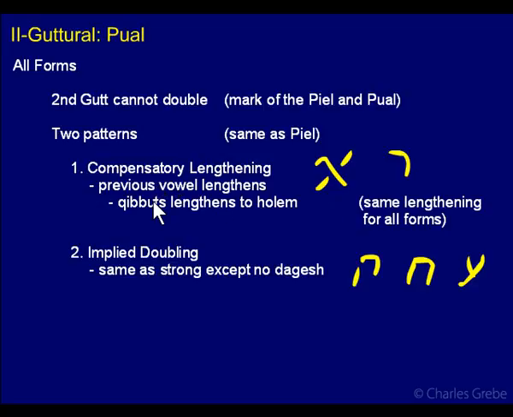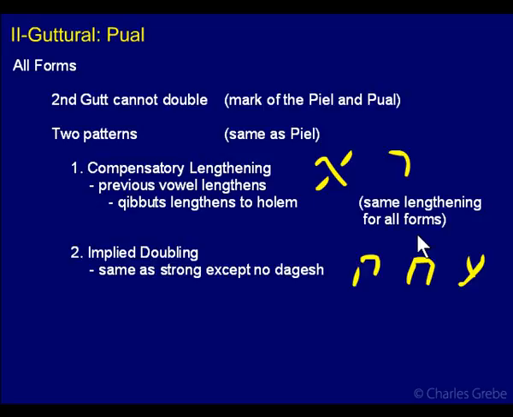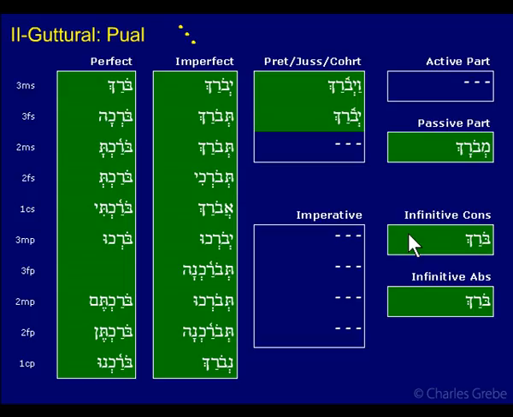So compensatory lengthening, previous vowel lengthens, kibbutz lengthens to holam. Okay, we've seen that. Kibbutz lengthens to holam, and same lengthening for all forms, which is just a function of the fact that it's pual, and they all started at the same form. There was kibbutz everywhere. In the piel you had hiriq and patach, and so you had different lengthening because you started with different vowels. In the pual they were all kibbutz, and so they all went to holam.